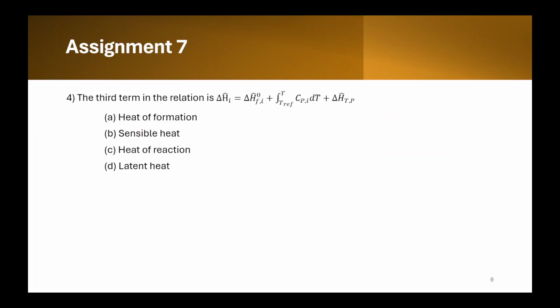Next question, the third term in the relation for delta H. So this is the relation for enthalpy. What does this third term signify? Is this the enthalpy of formation, or the standard enthalpy of formation? This term signifies the sensible heat, and this term signifies the latent heat. We have already discussed. So the correct answer here is latent heat.